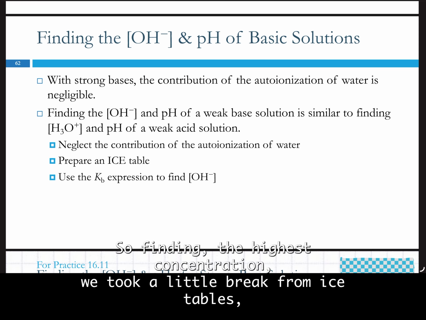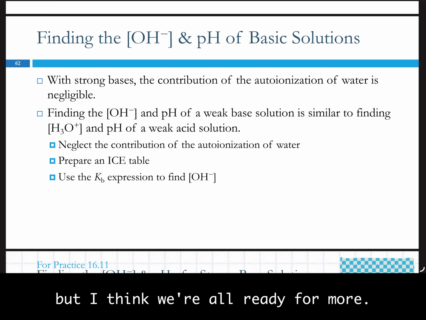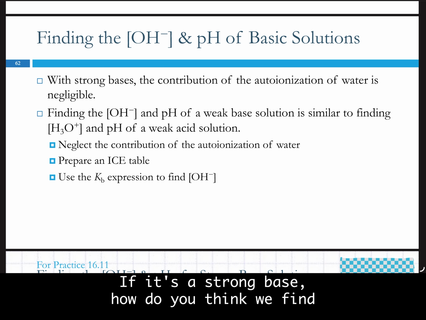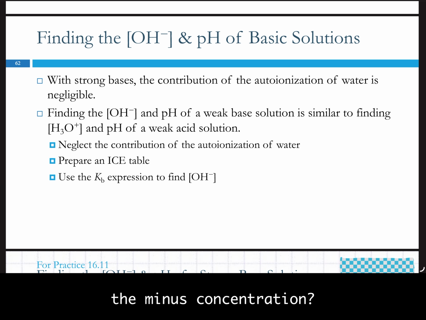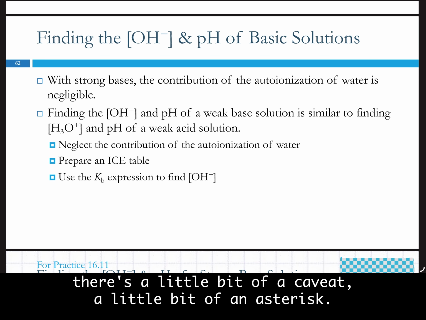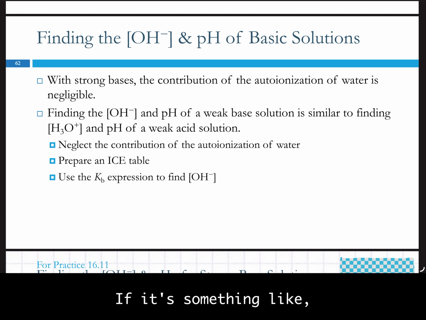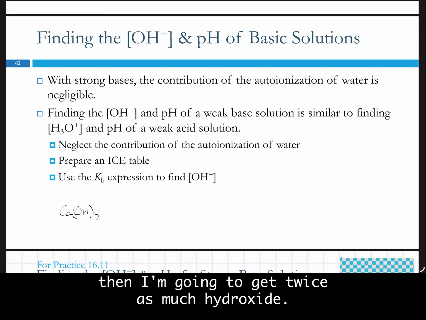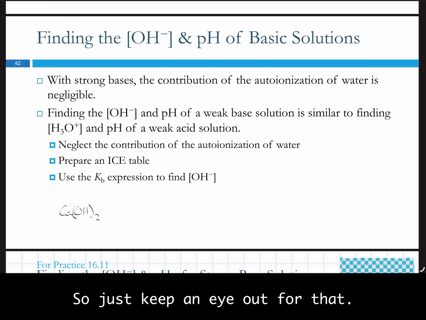Right. So finding the OH minus concentration, we took a little break from ice tables, but I think we're all ready for more. If it's a strong base, how do you think we find the OH minus concentration? Starting molarity. If it's a strong base, just like a strong acid, whatever the starting molarity is. There's a little bit of a caveat, a little bit of an asterisk, right? If it's something like calcium hydroxide, then I'm going to get twice as much hydroxide. So just keep an eye out for that.